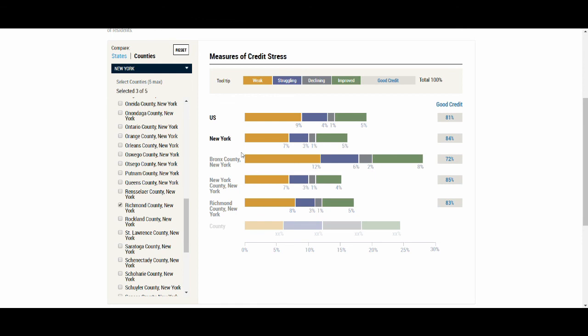So you can see that as measures of credit stress for New York, around 7% of the total credit in the state is considered weak, versus for the Bronx County, that's around 12%. Manhattan reflects the state a little bit closer, and Staten Island is a little bit above Manhattan. But the percentage of credit that's coming from good credit for the Bronx is also very low, right? And improved is a good sign here that we have around 8% is in the improved range, but 72% are in good credit versus for the whole state it's 84%, and for Manhattan it's 85%, Staten Island's 83%.